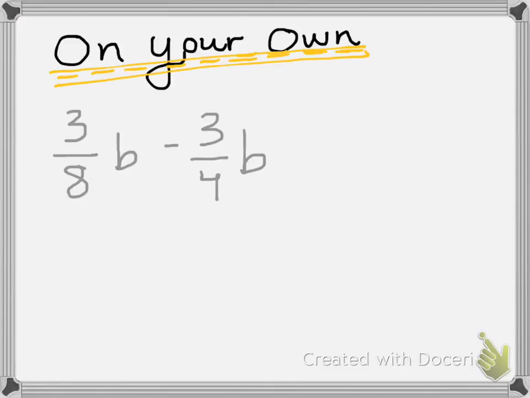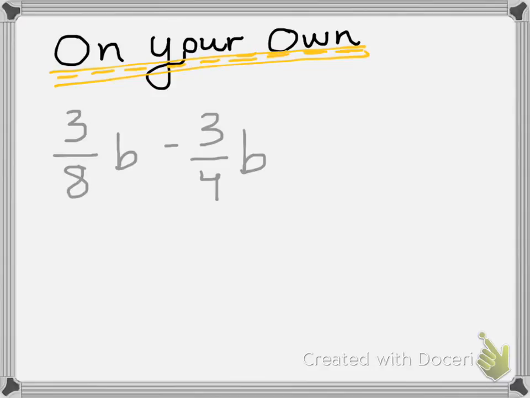Okay, here it is. Here's your on your own. You can do it. 3/8 b minus 3/4 b. Now when I say minus, you should automatically think popcorn. Smell the butter in the air. Okay, so go ahead and try this on your own. Pause it, work it out, and then I will go ahead and tell you the answer. You can do it!